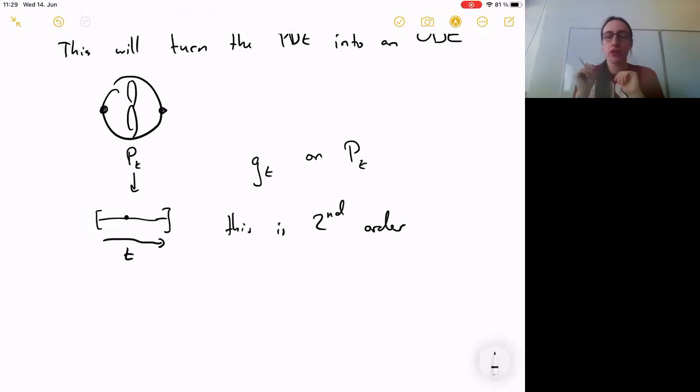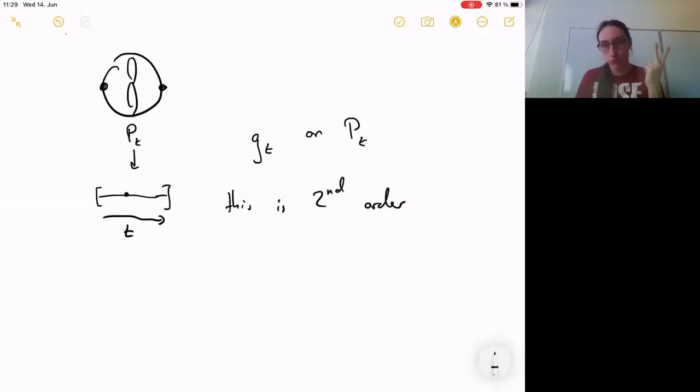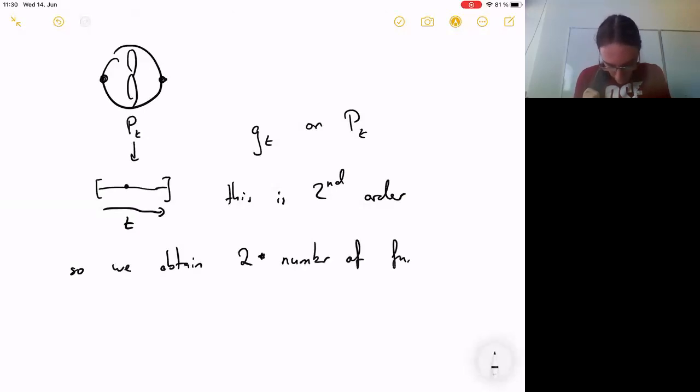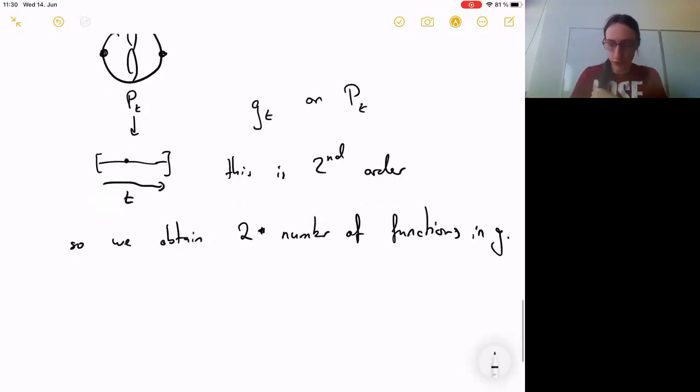So if we transform it into a system of first order equations, it's going to be twice as many equations as the number of functions in this metric on the principal orbit. So depending on the homogeneity 1 structure, you can just look at how many degrees of freedom you have in the principal orbit. You're going to get twice that number of equations in your ODE.